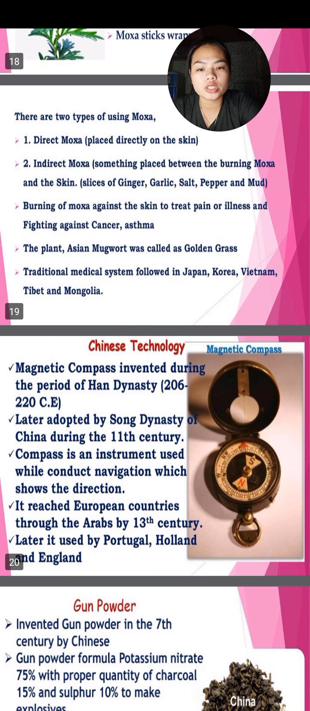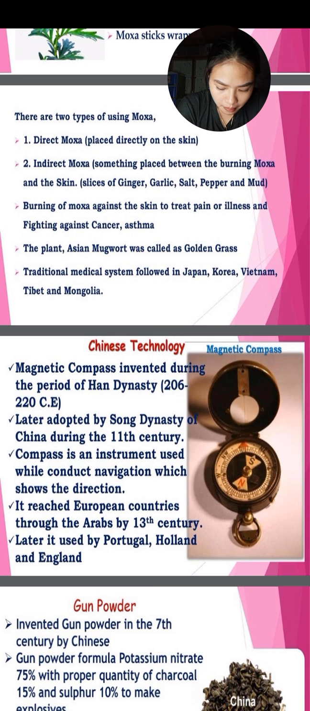So, Chinese technology. The magnetic compass was also introduced, or invented, by the Chinese during the Han Dynasty period. It was later adopted by the Song Dynasty in China during the 11th century. A compass is an instrument used in navigation which shows direction. It reached European countries through the Arabs by the 13th century. Later it was used by Portugal, Holland and England.